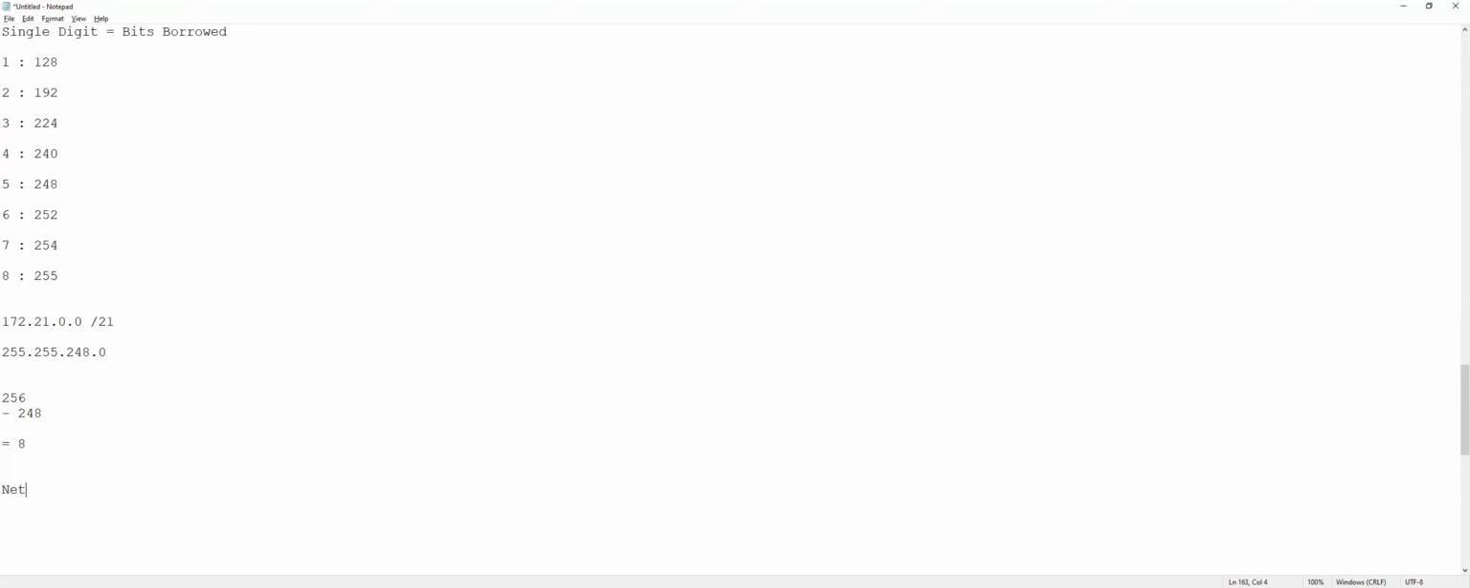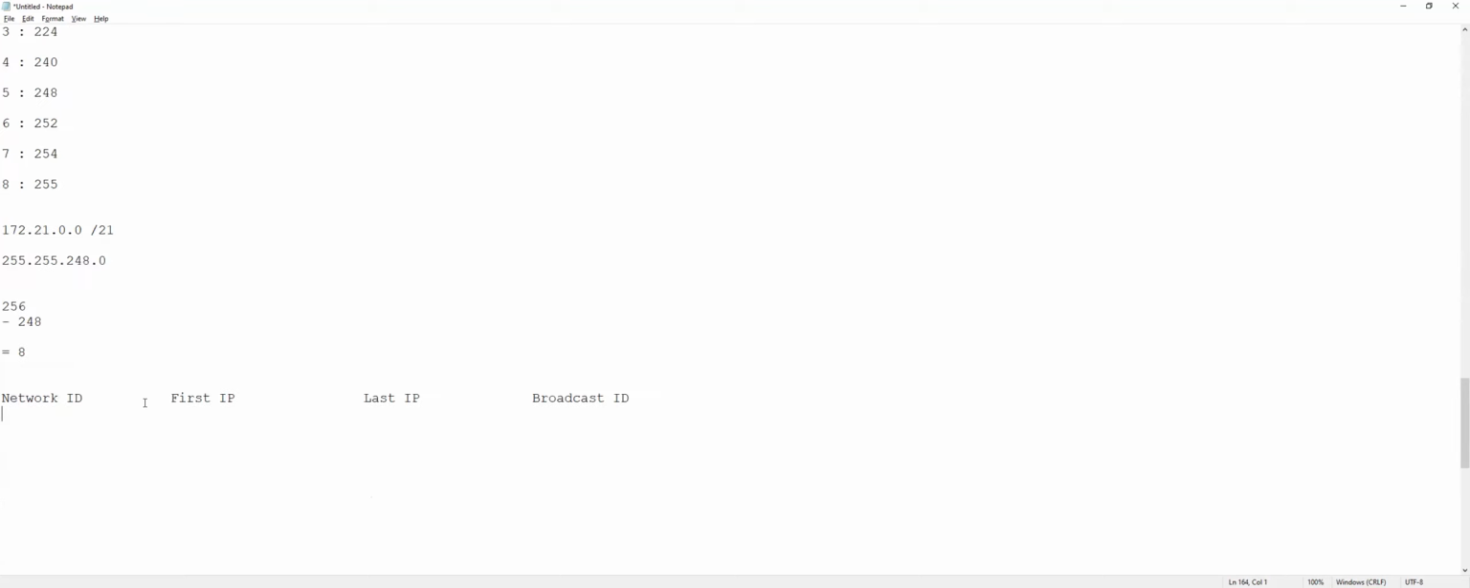All right, so it's going to be network ID, first IP, last IP, broadcast ID. Now that we found that the interval is 8, we'll start from 0, 8, until we get to 21. Well, actually, no, I'm sorry, 0. Yes, 0 falls within 0 to exactly 8.